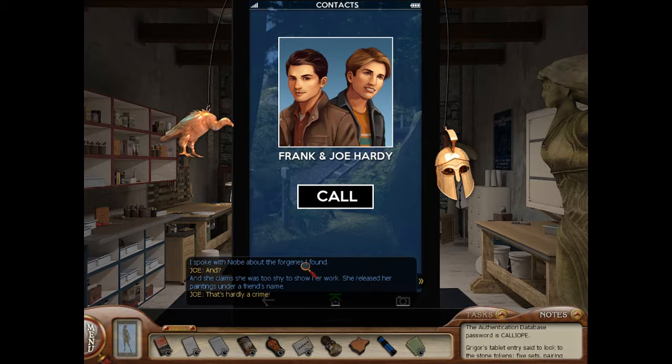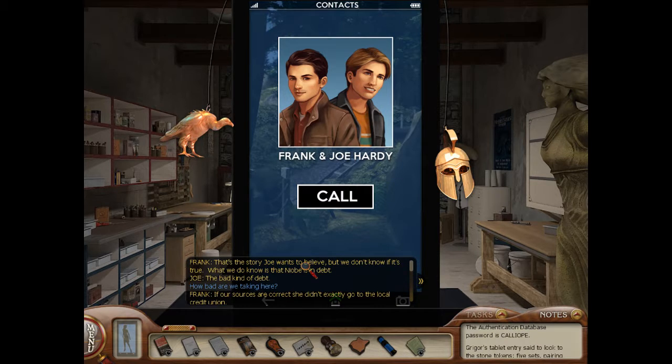I spoke with Niobe about the forgeries I found. And? She claimed she was too shy to show her work. She released her paintings under a friend's name. That's hardly a crime. It is strange, though. Wouldn't her friend just admit that happened and sort things out? Right. Unless... Unless what? Unless this so-called friend wanted to keep the credit for her work. So what? Accuse her of lying? Think about it. You can either say, yes, these masterworks are not mine. Please send your multi-million-dollar checks to my friend. Or you could trade a friend for fortune.